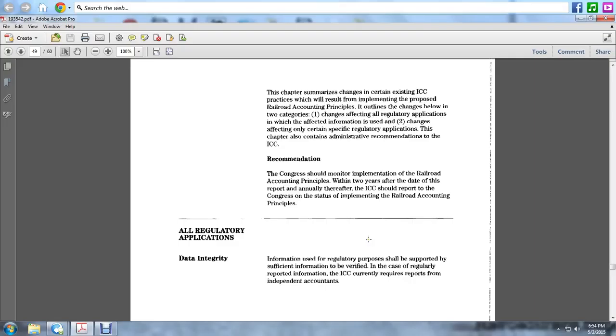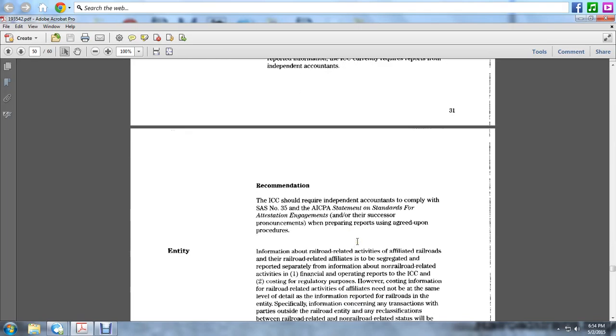principles. For all regulatory applications, data integrity: information used for regulatory purposes shall be supported by sufficient information to be verified. In the case of regulatory reported information, the Interstate Commerce Commission currently requires the reports of independent accountants. The recommendation is that the Interstate Commerce Commission should require the independent accountants to comply with SAS number 35, the American Institute of Certified Public Accountants Statements on Standards for Attestation Engagements, and/or other successor pronouncements, when they prepare the reports of agreed-upon procedures.